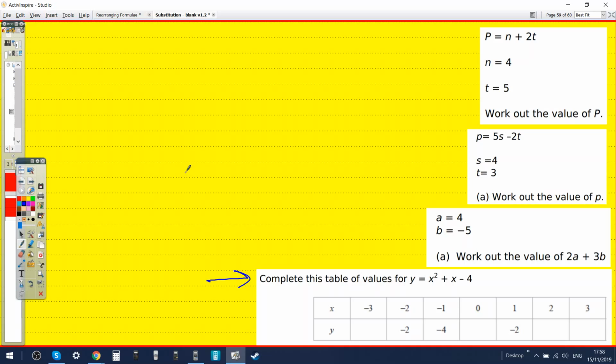So x squared plus x minus 4. The start is minus 3. The end is 3, and there's only 1. So minus 3, 2, minus 2, 2, minus 1, minus 4, 0, minus 4, 1, minus 2, 2, 2, and then 3, 8.